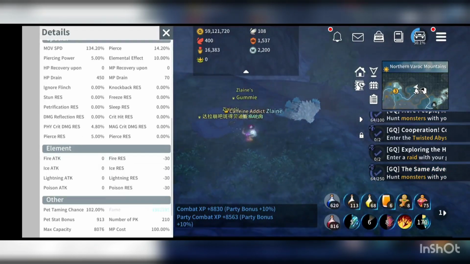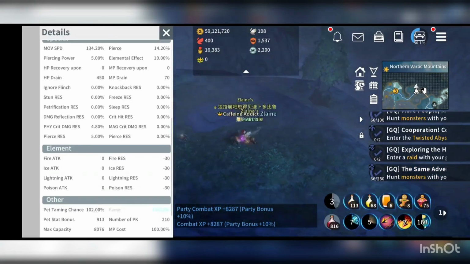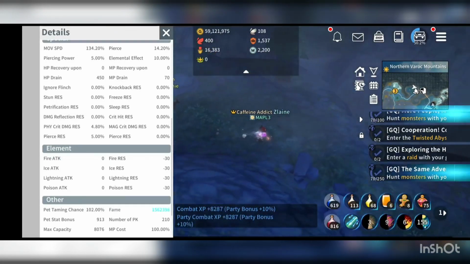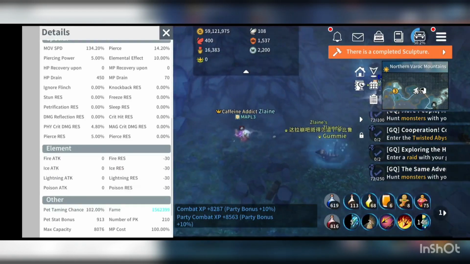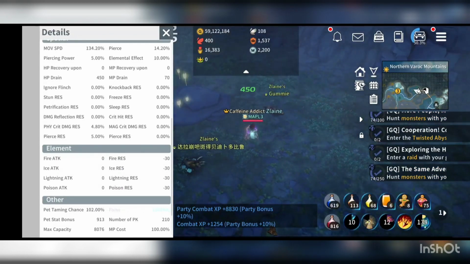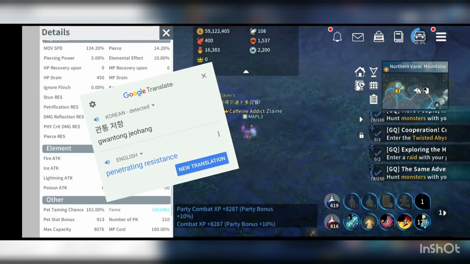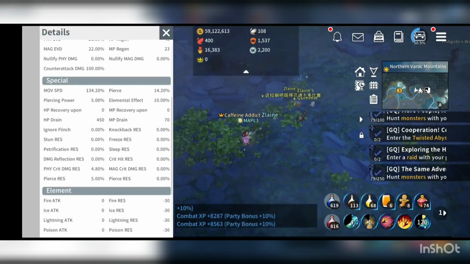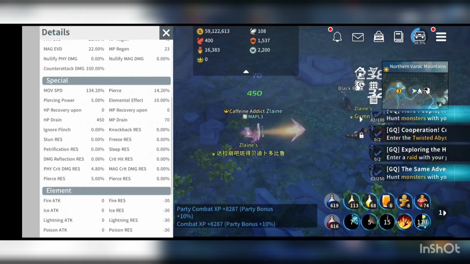The issue with these two pierce resistances is because of the direct translations. Pierce resistance in Korean is actually called Gwangtong Johang, and pierce power resistance is called Gwangtong Ryong Johan. If the developers are using translations directly from the Korea server into the English version using Google, you could actually get both called penetration resistance. So I believe that due to the direct Google translations, they just put both as pierce resistance, causing the translation issue here.